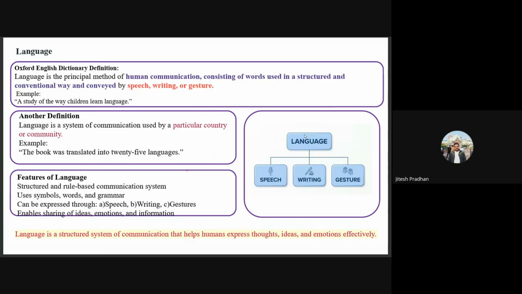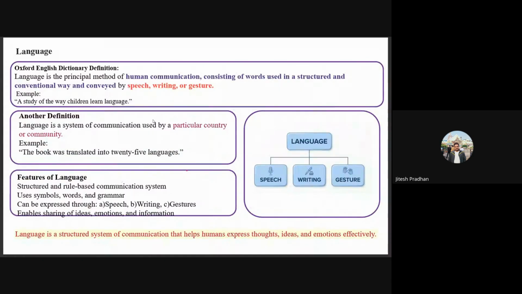Now, let's start with the basic definition of a language. So we all know that, na? What is a language? Basically, language is a structured way to communicate between humans. As per the Oxford Dictionary, language is a principal method of human communication consisting of words used in a structured and conventional way and conveyed by speech, writing, or gesture. For example, the study of the way children learn a language. So in language, we convey through three things: one is speech, second is writing, and third is gesture.